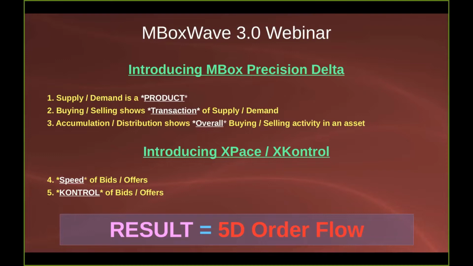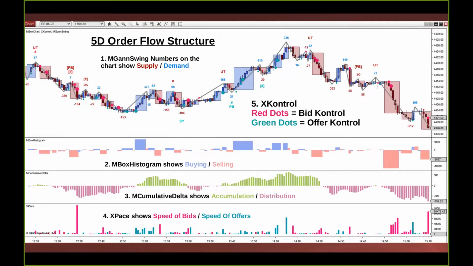In the following slides, I'll show this visually if that doesn't make sense yet. Number 3, accumulation distribution shows overall buying and selling activity in an asset. So you get the bias of what's going on, who's in control, buyers or sellers in terms of activity. And then we've got the X pace, X control. X pace will show the speed of the bids and the offers, and X control will show the control of the bids and the offers, resulting in a 5D order flow picture. So I want to talk about the 5D order flow structure. Here I loaded a chart with the MboxWave indicators.